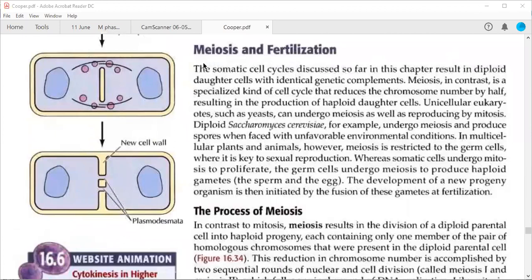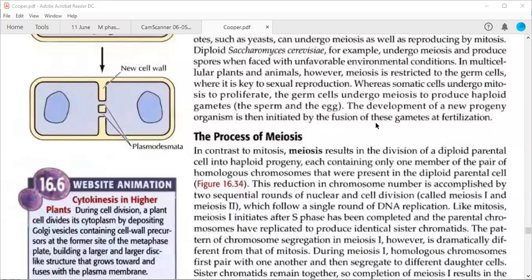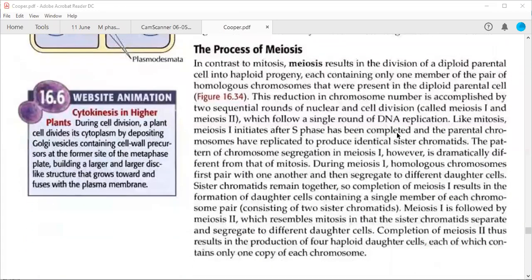You also know that besides mitosis, which we have discussed as the M phase of the cell cycle, there is also meiosis. Meiosis is required to make gametes. These gametes are haploid in nature, and to restore the diploid version of an organism, fertilization is required. So in contrast to mitosis, meiosis results in the division of a diploid parental cell into haploid progeny. The N haploids will be formed. This can be divided into two versions: meiosis 1 and meiosis 2.